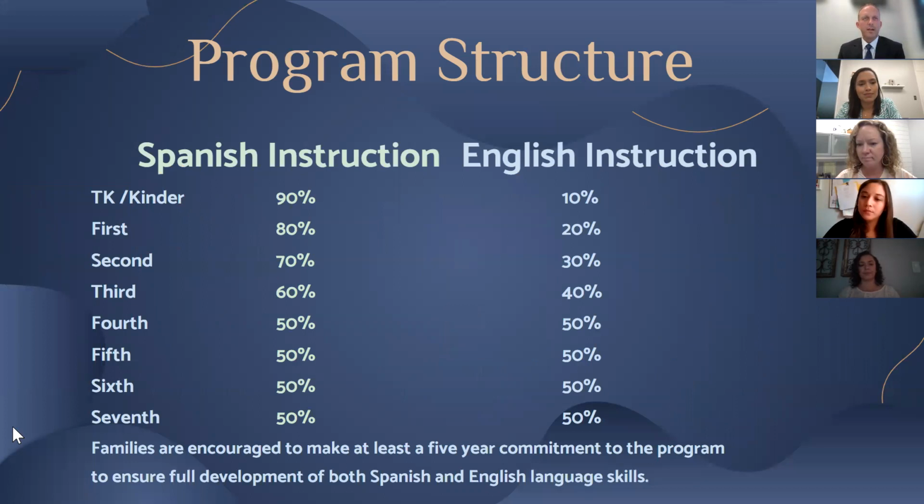Okay, so what we'll talk about as well is program structure and what we have. Your child has most likely been a part of this program since kinder, maybe even TK or first grade. And as you may be aware, we started off at 90% Spanish and 10% English. And then we rise all the way up to 50% in Spanish and 50% in English in fourth grade. And that continues on all the way through the program, which will extend to eighth grade eventually.